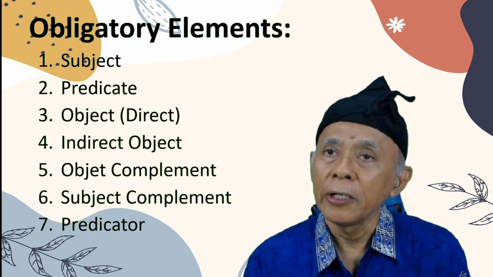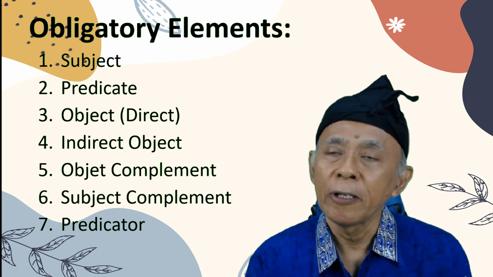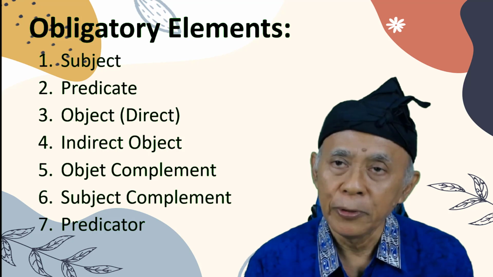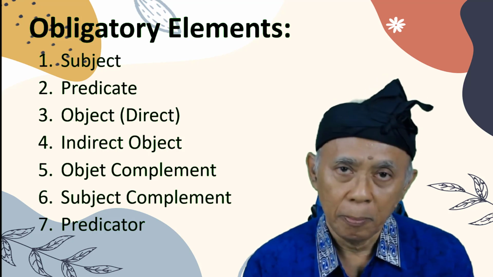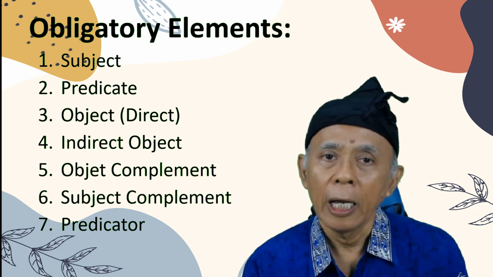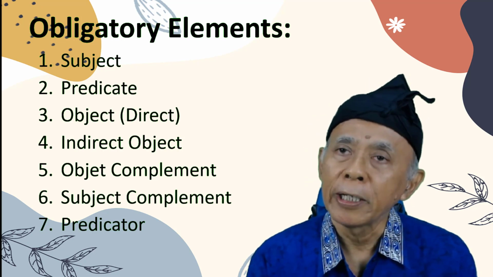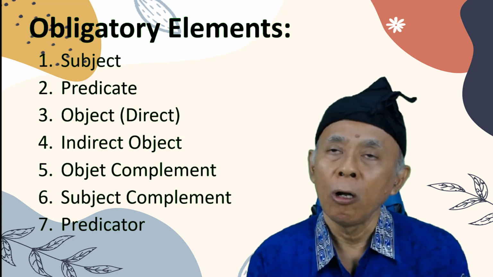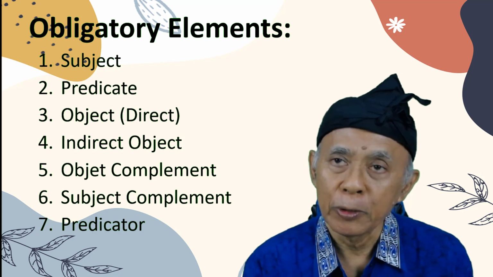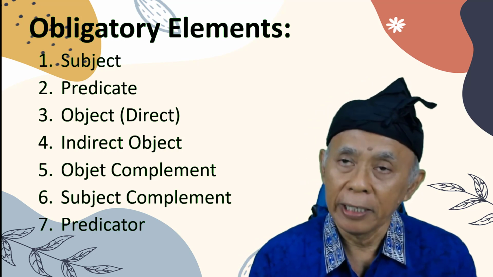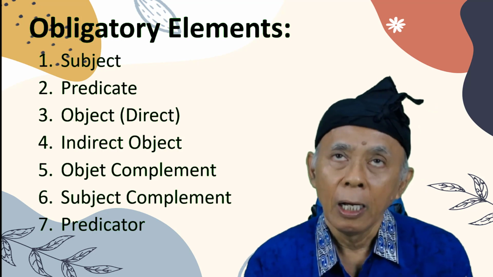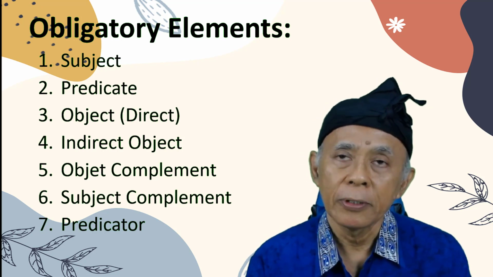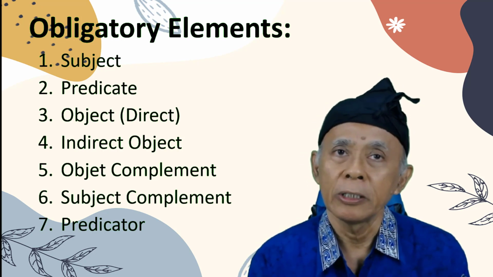Well, those are the discussions of sentence elements. We have the obligatory sentence elements: subject, predicate, object or direct object, indirect object, object complement, subject complement, and predicator. These are the 7 obligatory or core elements of a sentence. They are needed by the predicate. And then we also have the circumstantial information, which gives further information about the action. And then we have additional elements which only connect a sentence with the previous sentence or give the speaker's opinion on what he is talking about.